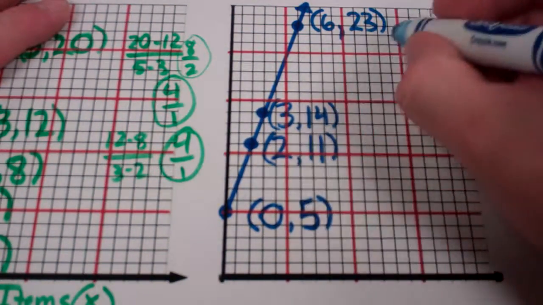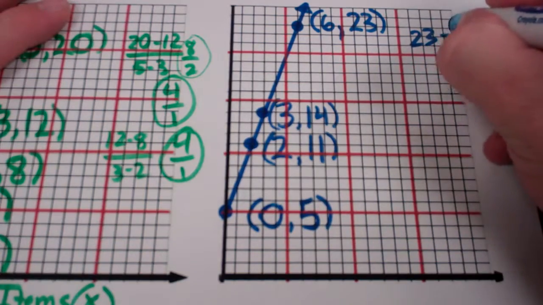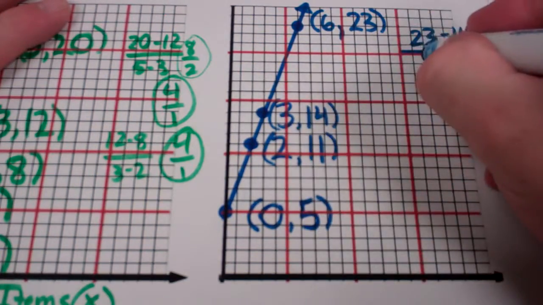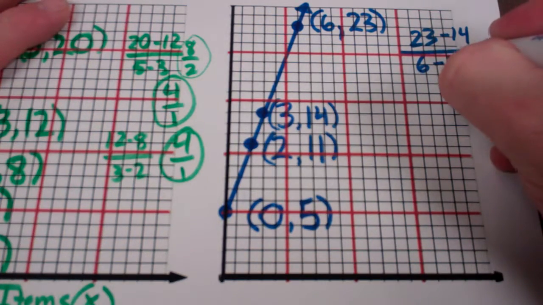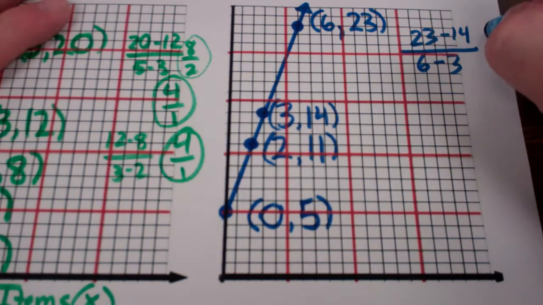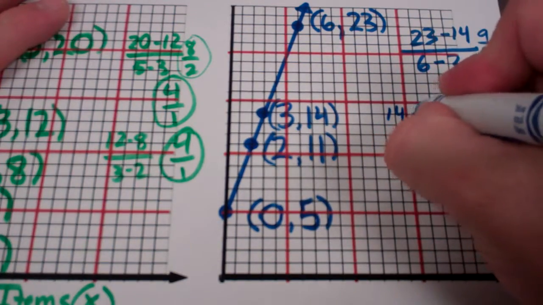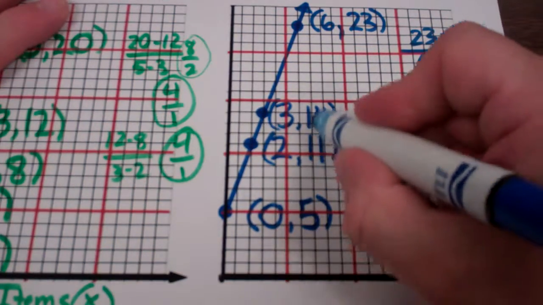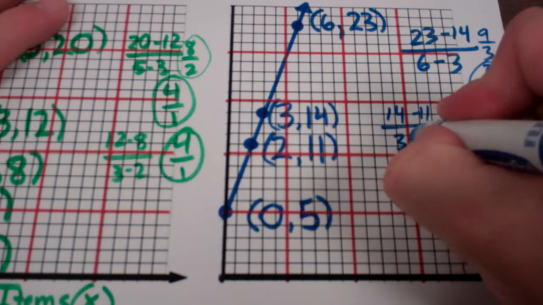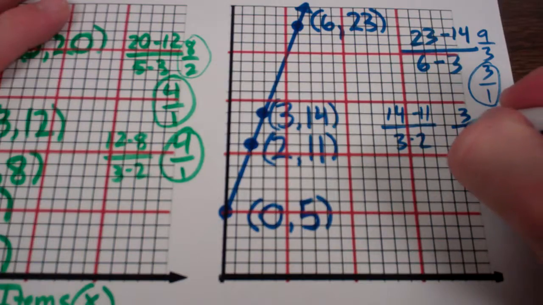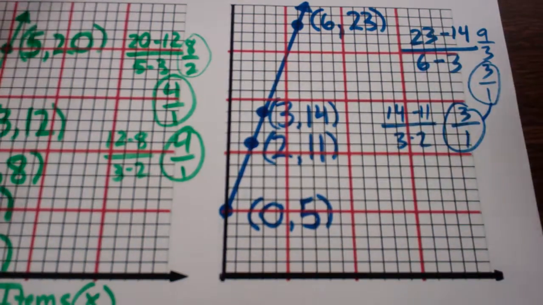2, 3, I'm going to use these 2 points. 23 minus 14 over, notice I went this way, so I have to go the exact same way, 6 minus 3. Well, 23 minus 14 is 9, 6 minus 3 is 3, and if I divide those, it simplifies to 3 over 1. Let me use these 2 points. All right, 14 minus 11, once again, same order, 3 minus 2. 14 minus 11 is 3, 3 minus 2 is 1. Simplified the exact same way.